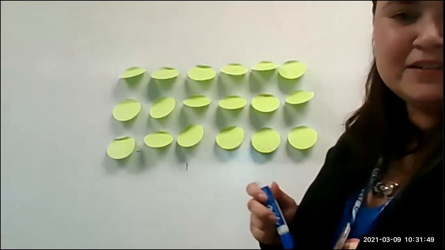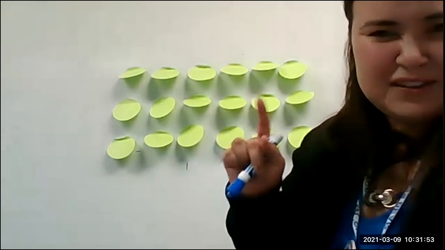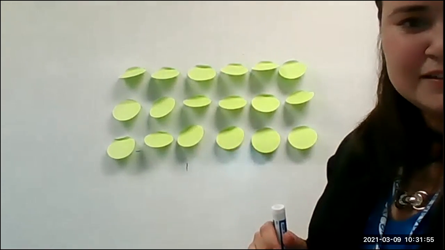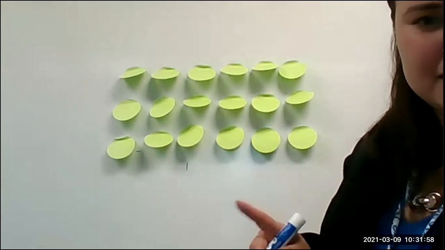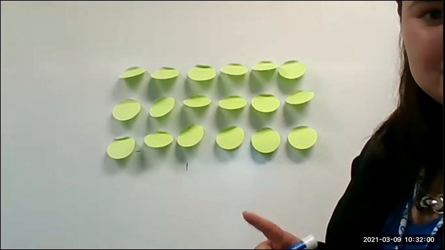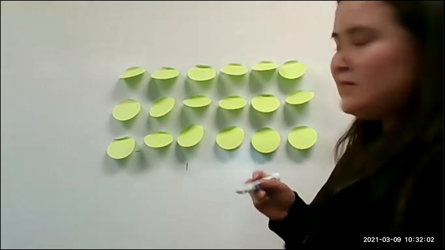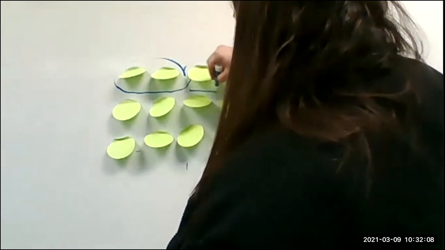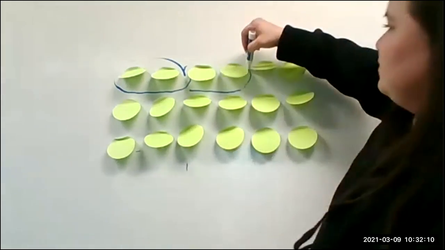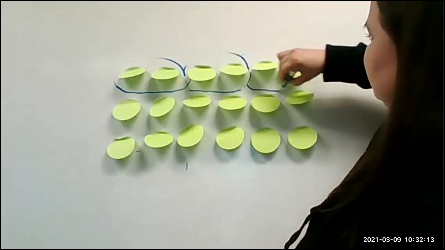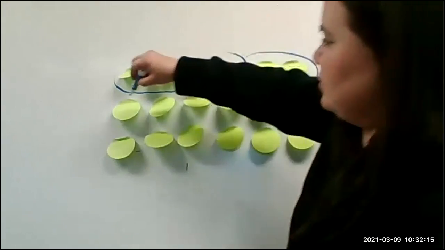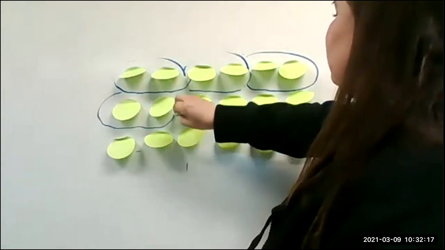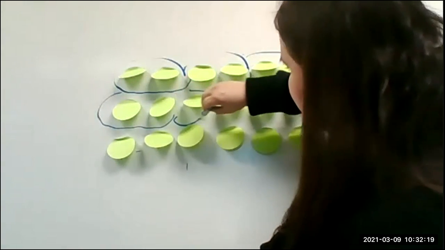What I'm going to do still is circle groups of 2. And in order to figure out if it's even or odd, I'm going to see if I have any partners left or if there's one left over. Let's see. I'm going to circle a group of 2. I'm going to circle another group of 2. Circle one more group. And another one.